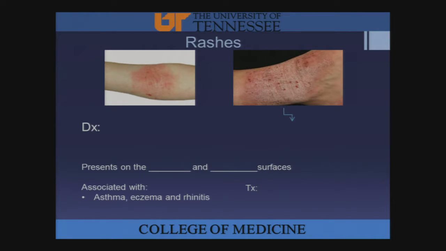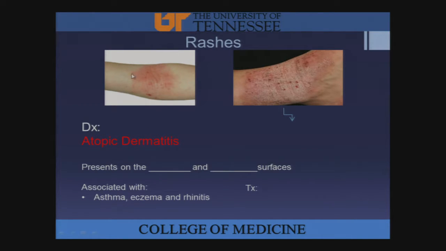So the first thing we're going to talk about is a few high-yield rashes. So what are we looking at? So what's the diagnosis here? This is a young patient that comes in, has asthma, has eczema at times, and they get a rash like this. What do you call this? Yeah, atopic dermatitis. And how do you know that? Based on these images as well.